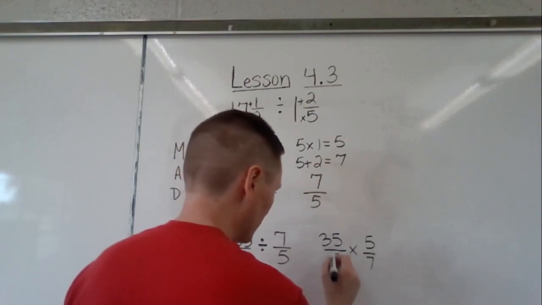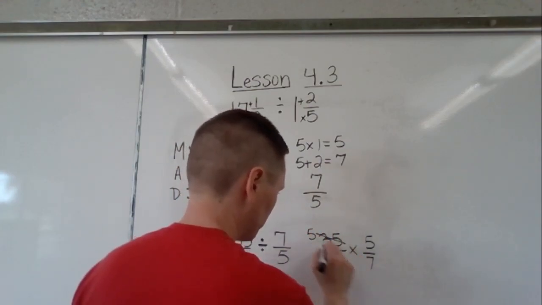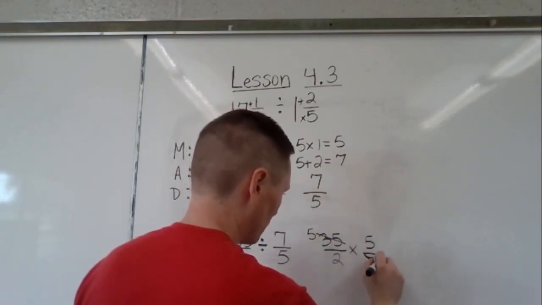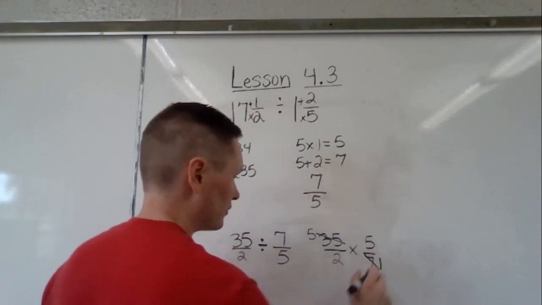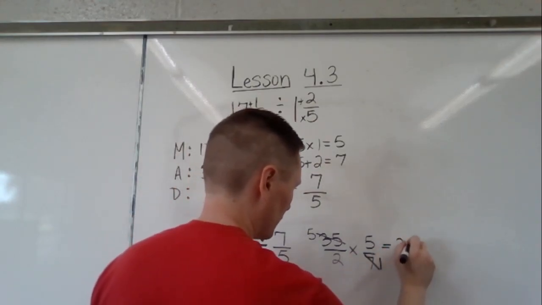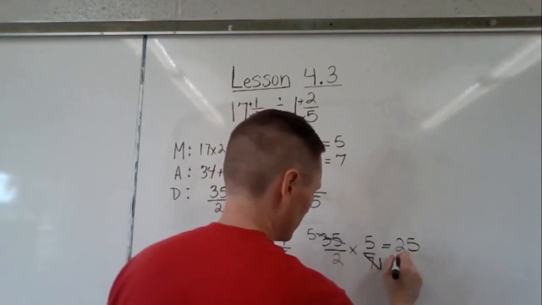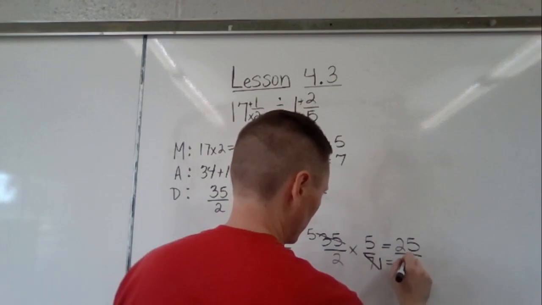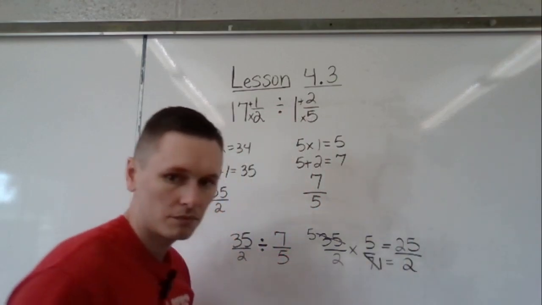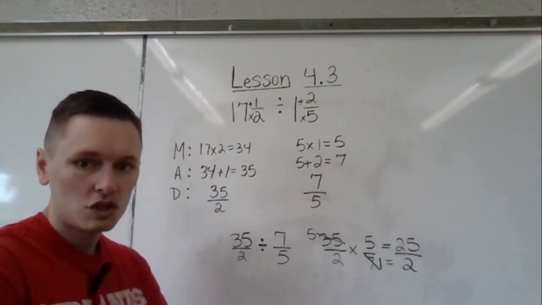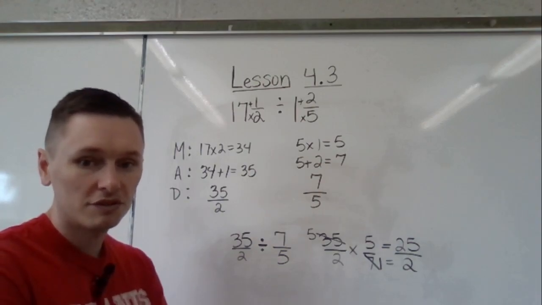And the answer is yes. It can go in 5 times. 7 goes into 7 once. So I have 5 times 5, which equals 25. And then I have 2 times 1, which equals 2. Okay. So now we need to simplify this.